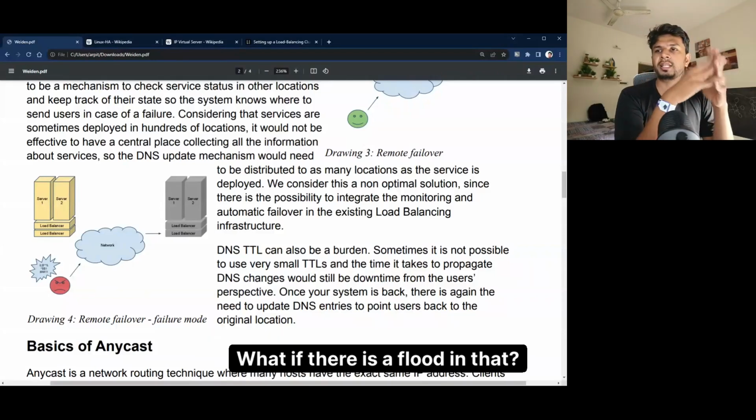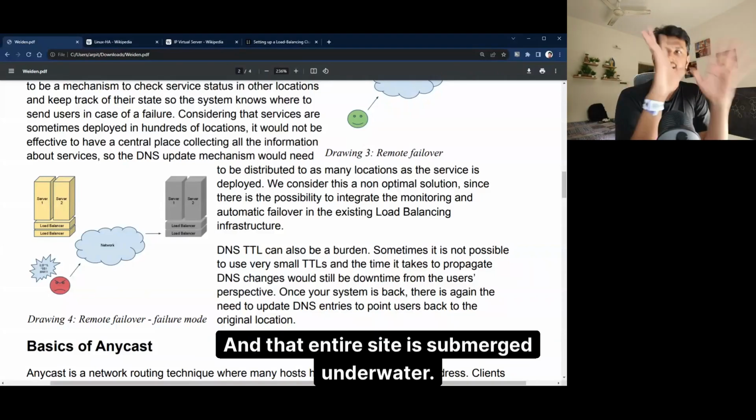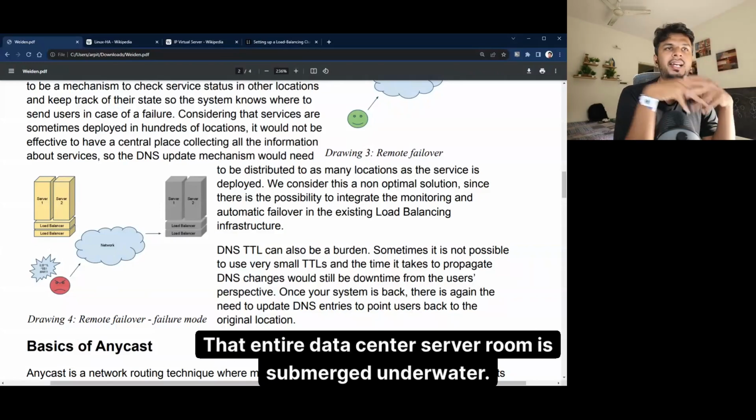What if there is a flood? Right? And that entire site is submerged underwater. That entire data center server room is submerged underwater. Right?